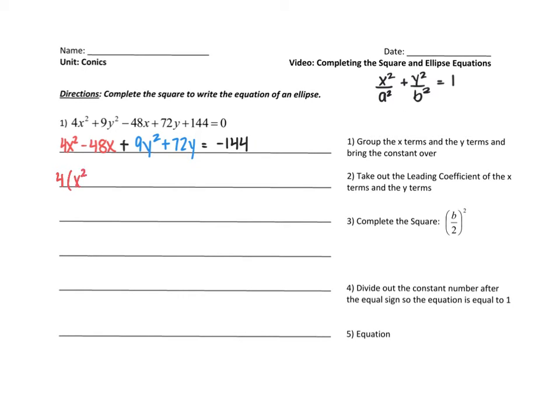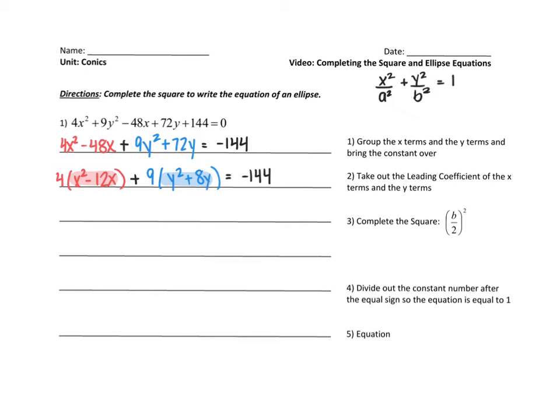So I'm going to divide both pieces by 4. And we get x squared minus 12x. Then we're going to take out the 9 with the y's, and we're left with y squared plus 8y equals negative 144. Then we can complete the square. So the goal is going to be to create a perfect square trinomial with the red and a perfect square trinomial with the y's. So we're going to take half of the b value and square it.